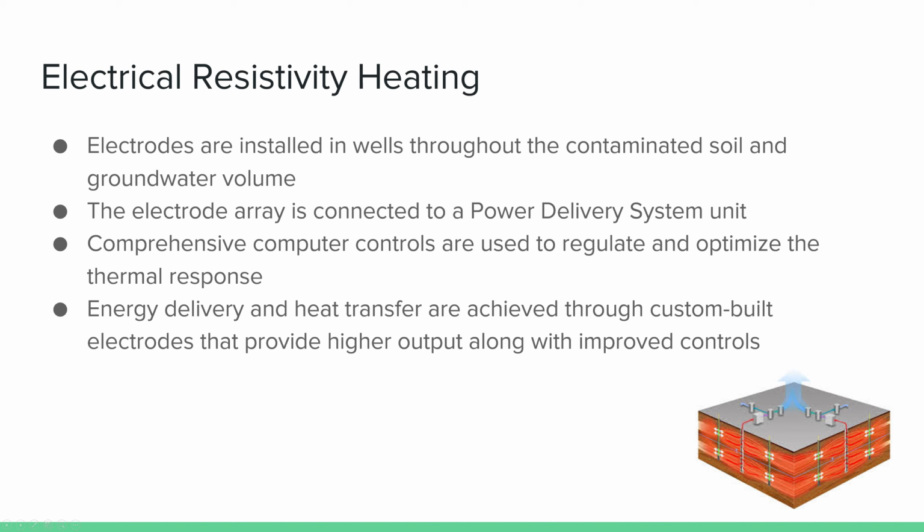The heat up with ERH is limited to the boiling point of water only. Electrodes are installed in wells throughout the contaminated soil and groundwater volume. The electrode array is connected to a power delivery system unit that uses standard, readily available three-phase power from the grid. The process begins by passing current between electrodes, causing the soil temperature to rise. This increased temperature results in the volatilization of contaminant compounds into the vapor phase for removal with vapor extraction techniques.